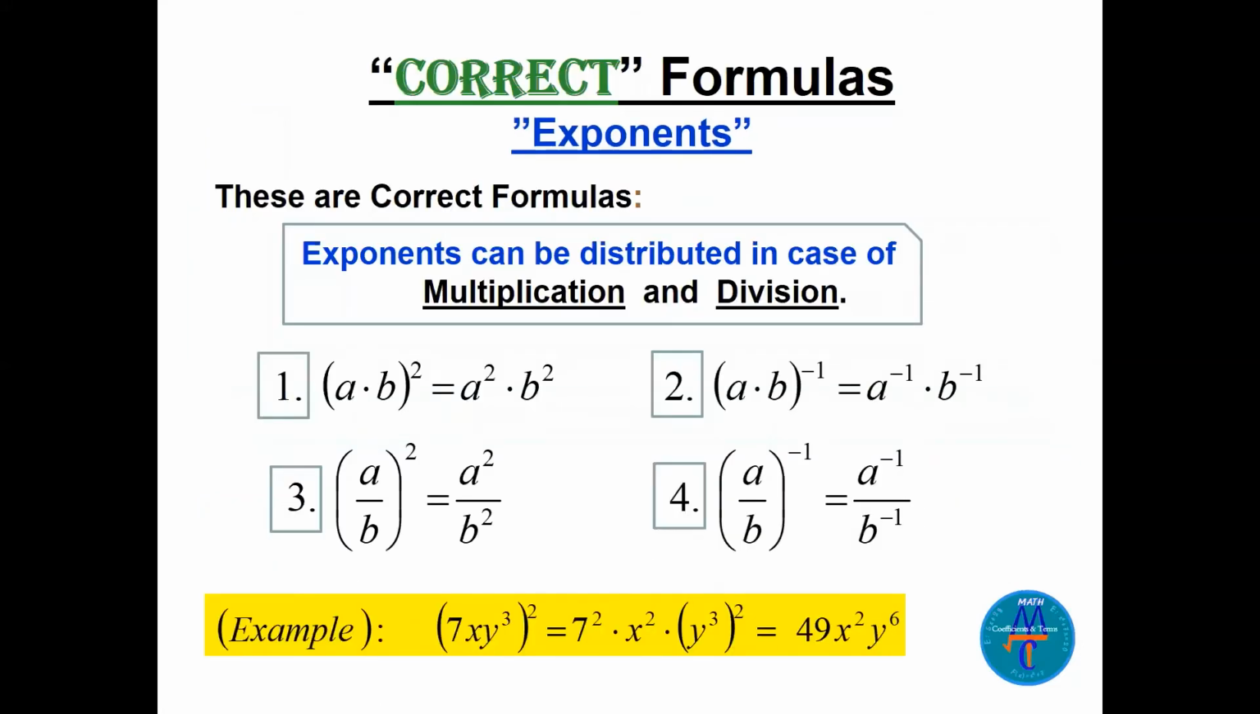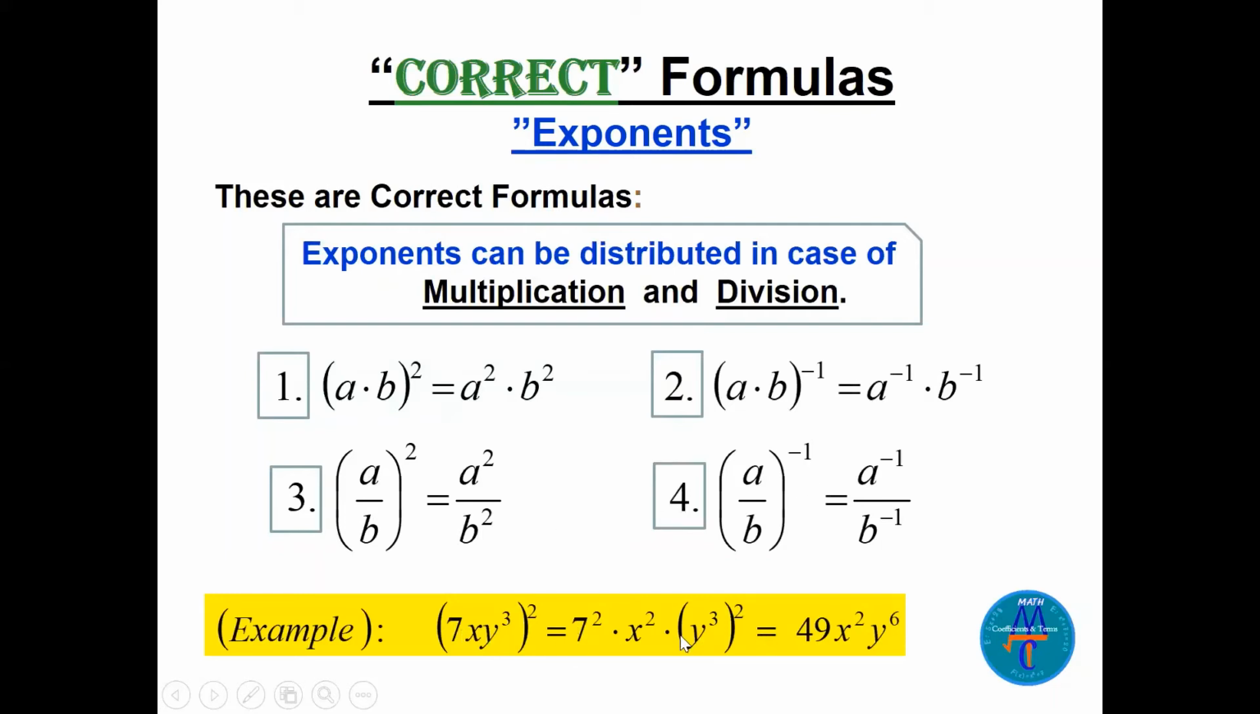Now, some correct formulas in the exponents, easy to use when we have multiplication. A times B all squared, yes, we can distribute the power: A squared times B squared. Remember, if you have plus, you cannot do it. If you have minus, you cannot do it. Also this one, A times B all to the power minus 1. Because of the multiplication, it's A to the minus 1 times B to the minus 1. If you have division like this, A over B all squared, you can distribute the power.